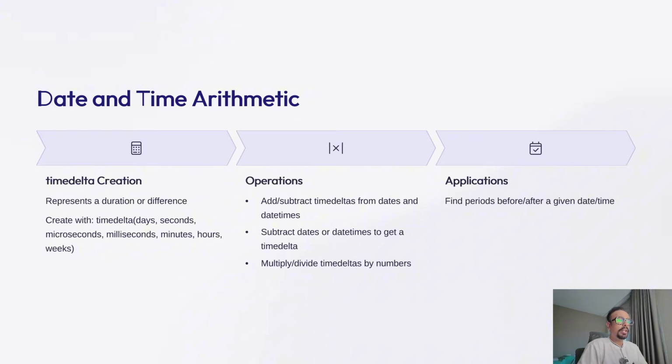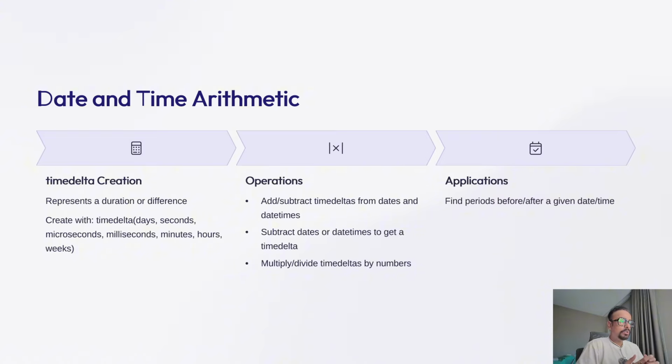So you can create a timedelta by specifying various time units like days, seconds, microseconds, milliseconds, minutes, hours, or weeks. With timedeltas, you can add or subtract duration from dates and date and times to find future or past dates. Subtract two dates or date and times to find the duration between them, or multiply or divide timedeltas by a number for complex calculations. So these operations are particularly useful in time series analysis and feature engineering that we would be doing later.